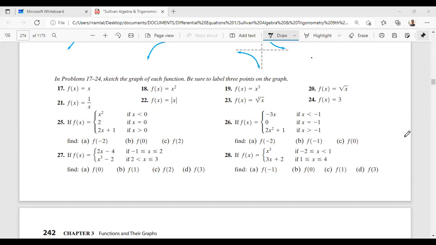Right, so I'm going to correct 26 and 28. I'll do it right here. Question 26.